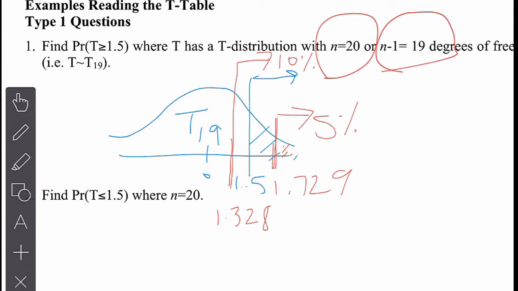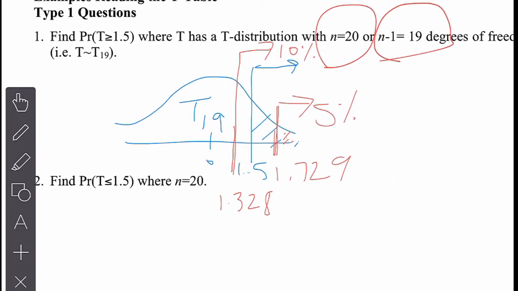How's that? Let's do some more. Why don't you try the next few? I'll give you 5 minutes. So actually, let me write the final answer. The probability of the t distribution being greater than 1.5 is between 5% and 10%.